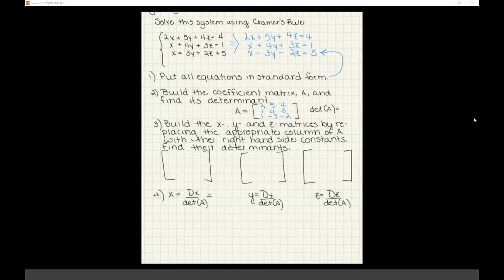We'll take another minute or so on this problem. I've started it for you, if you're still working, by putting the system in standard form and building the coefficient matrix. So another minute or so and we'll come together.